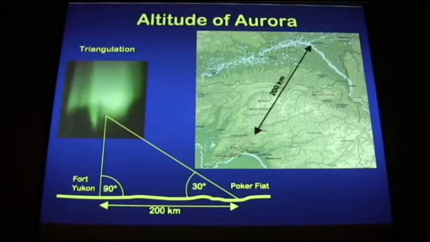Say you place yourself here near Fairbanks and Poker Flat, where our rocket range is these days, and have another observer up there in Fort Yukon, and you know how far apart these are. If you then look up at some aurora and you can identify that you're looking at the same aurora, for example by taking pictures at these two locations and comparing them, you can just use plane geometry and draw a triangle. If this aurora is straight overhead in Fort Yukon and you see it at an angle of, say, 30 degrees in Poker Flat, and the baseline is 200 kilometers, you can figure out from very simple geometry that the altitude of the aurora must have been 100 kilometers in this case.